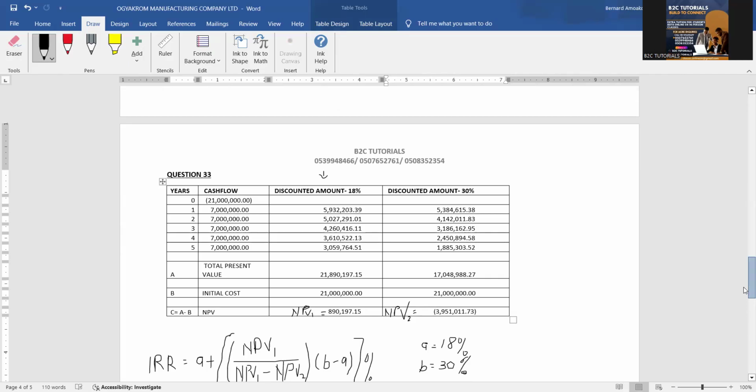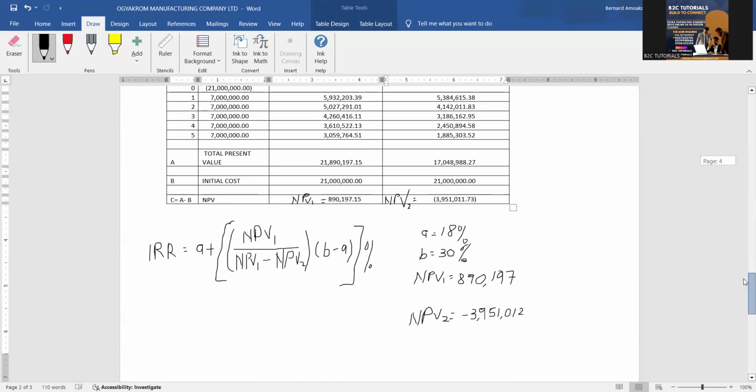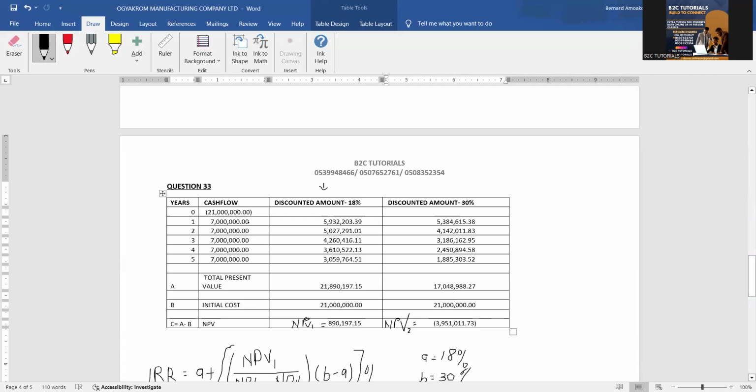If you haven't forgotten how to get the discounted amount from the initial, that is the future value multiplied by 1 over 1 plus r raised to the power n, you realize that if I do the same for 7 million using 30%, I'll get this figure. So I would have 7m multiplied by 1 over 1 plus 30% raised to the power year 1. So you do that on your calculator. Then if it is for year 2, you just clear the 1 and put in 2. If it is for year 3, you clear the 2 and put in 3. If it's for year 4, you clear the 3 and put in 4, so that you get your discounted amount.